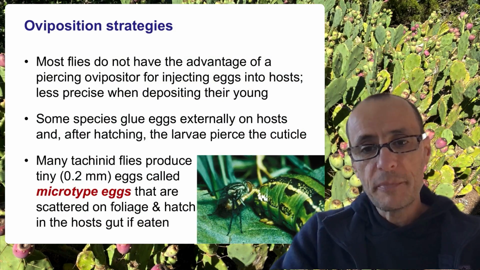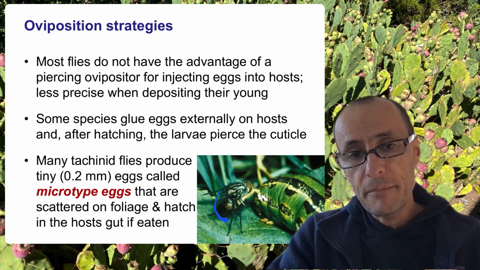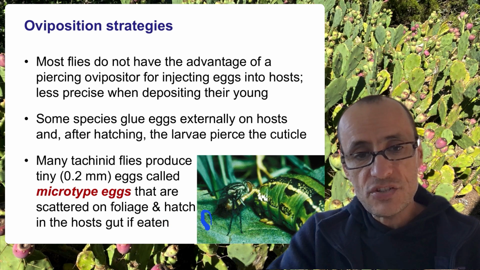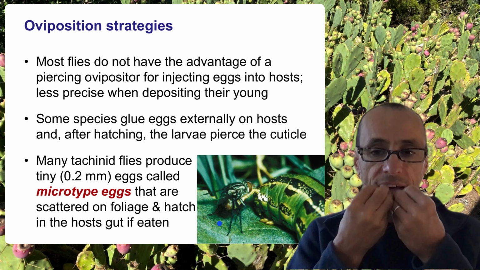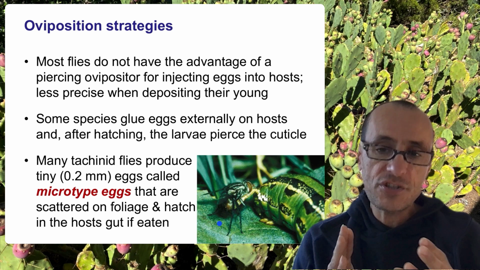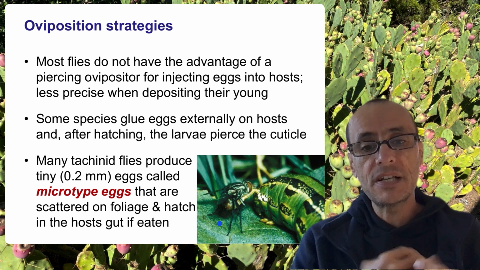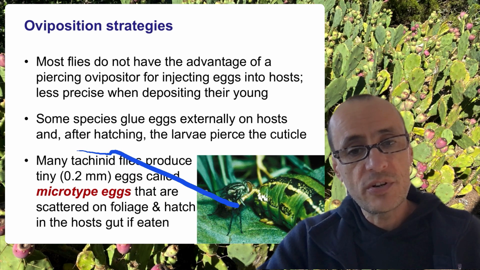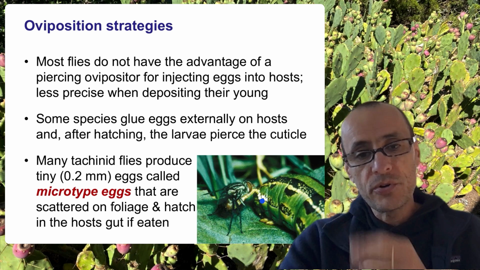A different type of oviposition strategy occurs with some types of parasitoids, including these flies, that will lay tiny little eggs on the surface of a plant that is then eaten by a caterpillar, and the egg enters the digestive tract where it will hatch, and then the larva burrows in through the midgut into the body of the host. Other types of parasitoids might glue their eggs on the outside, and then the larvae will burrow their way in.